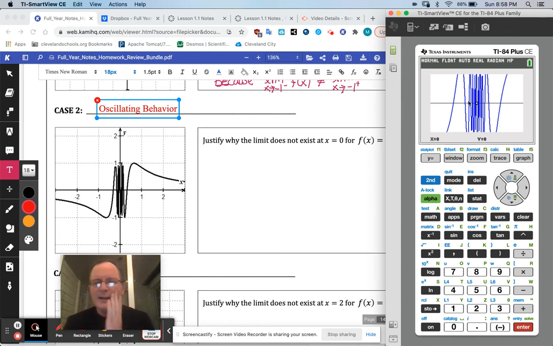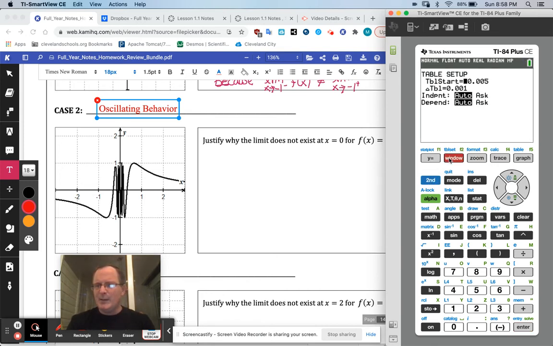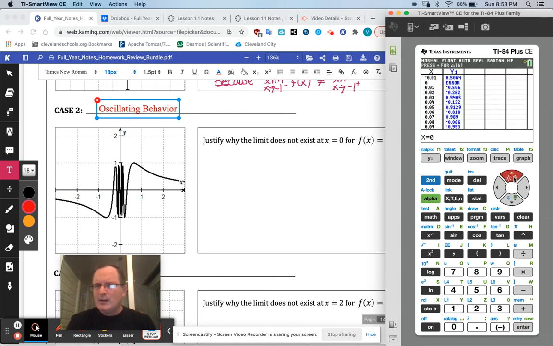But you're like, well, how do I know whether it's approaching anything or not? Well, that didn't really prove anything to me, so I went to look at the table. I went to table setup, and let's just have it start at 0. Let's clear that out. Start at 0, and let's try a couple of values here. We're going to move by 100ths, and then I went auto all the way down. Let's go to the table and see what we can see.